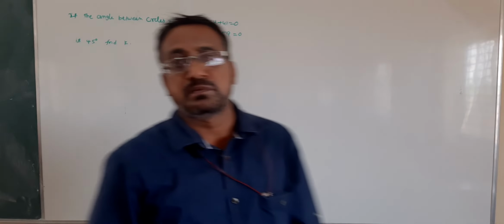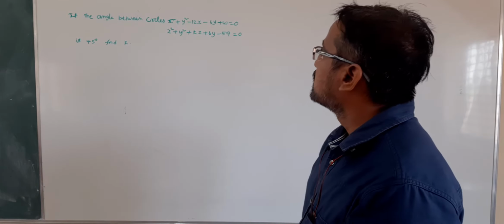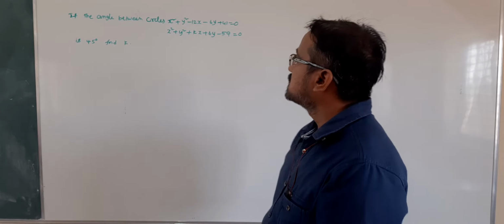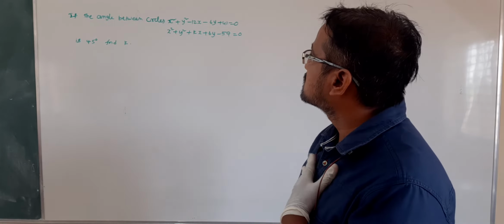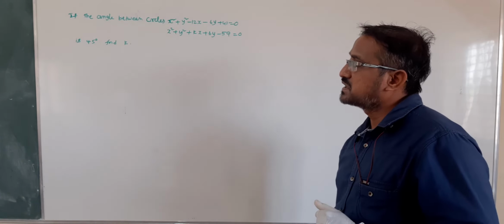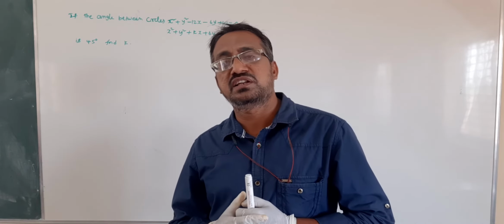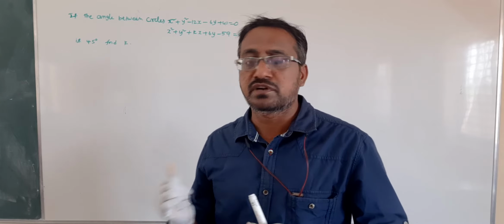The next problem is, if the angle between the circles x square plus y square minus 12x minus 6y plus 41 equal to 0, x square plus y square plus kx plus 6y minus 59 equal to 0 is 45 degrees, then you have to find the value of k. Here they have given the angle, you have to find k.